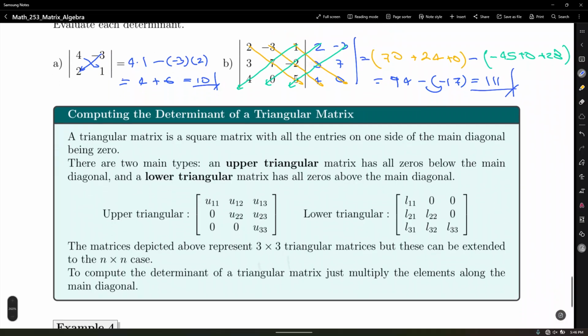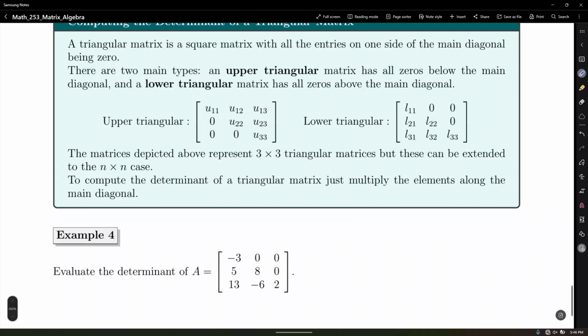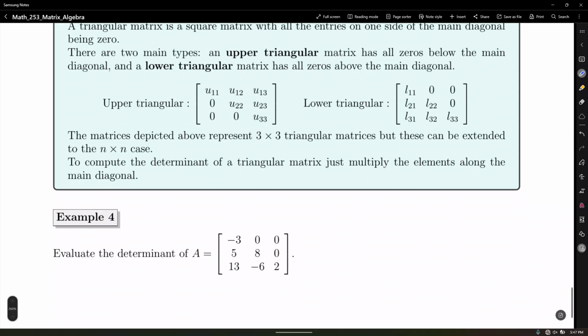The matrices I'm showing you here represent 3 by 3 triangular matrices, but this can be extended to the n by n case, 5 by 5, 97 by 97 triangular matrices, and they're still the same type of matrices. The good thing is that to compute the determinant of a triangular matrix, you just multiply the elements along the main diagonal. If you happen to see one of these, that's all you have to do. You don't have to do expansion by cofactors and minors or Sarrus' rule.